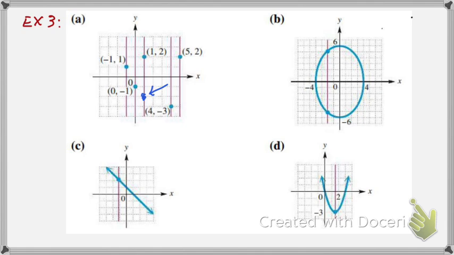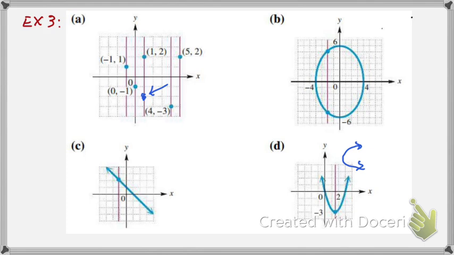C is just a straight line. Definitely a function. And D, yeah. Now what if it was turned sideways? What if it was going like this? No. For the same reason that the one above it wouldn't be. A relation, but not a function. Okay, they're going to give you something like that.